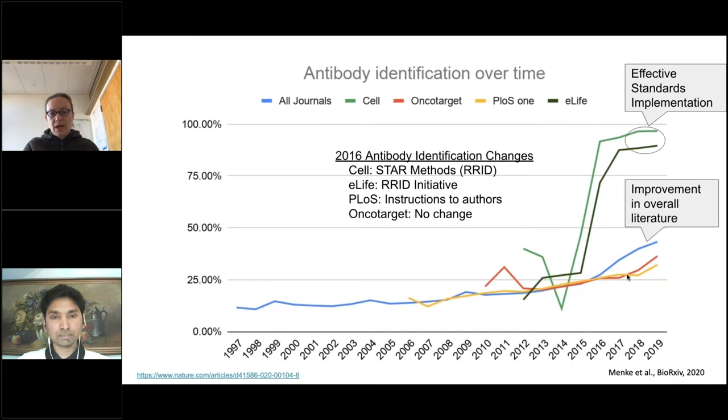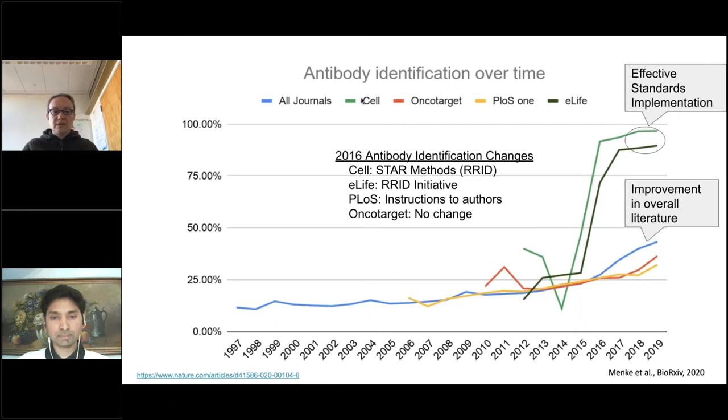And so looking at that, we're actually seeing an increase in the identifiability of antibodies, and it's starting to definitely change. So this is now in the 40 percentile. So about 40% of your antibodies would be expected to have reasonably identifying information associated with it, which is very cool. But there are definitely journals that are leading, and there are journals that are lagging.